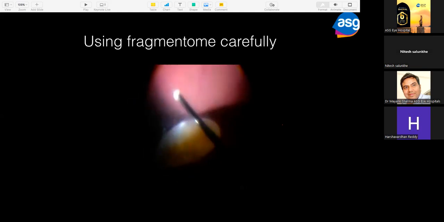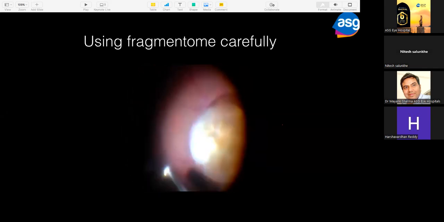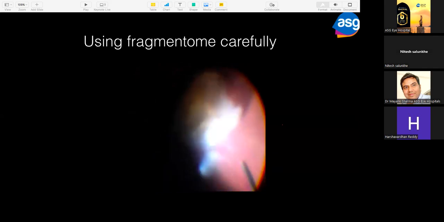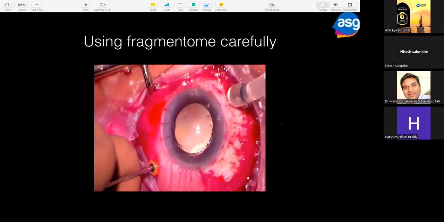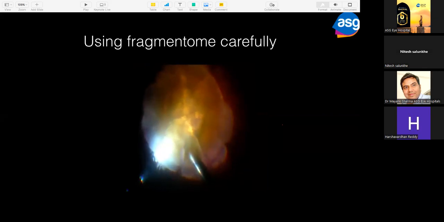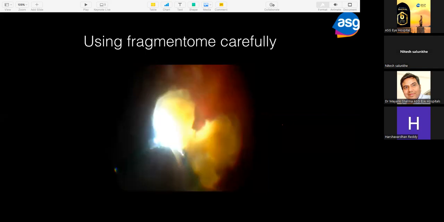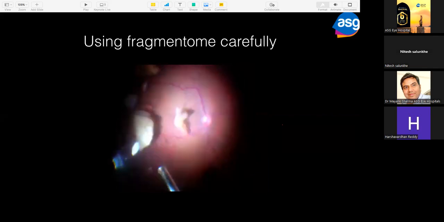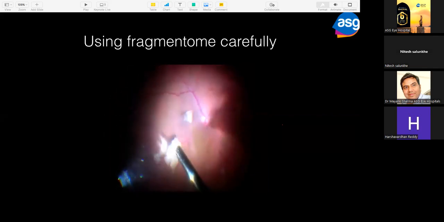So this is a video. You see a complete vitrectomy is being done first before anything. And you'll see how a frag makes your surgery very easy. Here you see the cannula has been removed. That was actually a 23 gauge vitrectomy system, so the cannula was removed and the incision was extended with an MVR to accommodate the 20 gauge fragmentome. And you see how quickly the nucleus is eaten away with the frag.